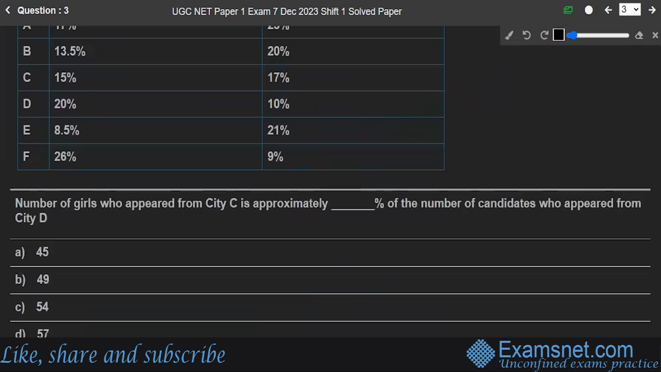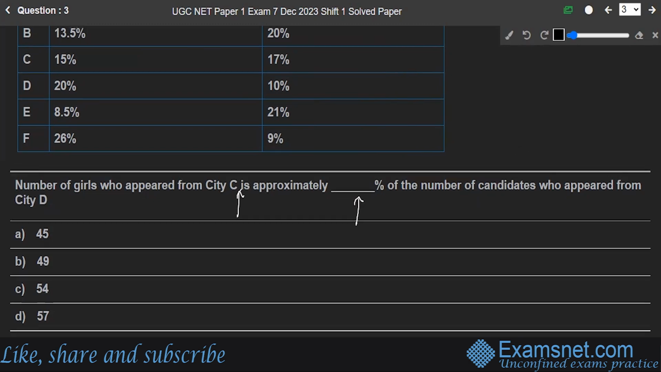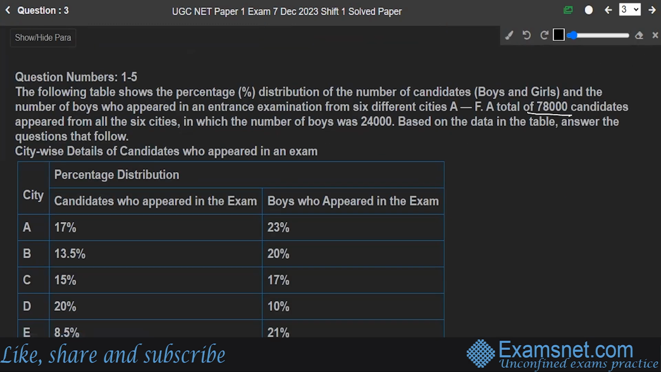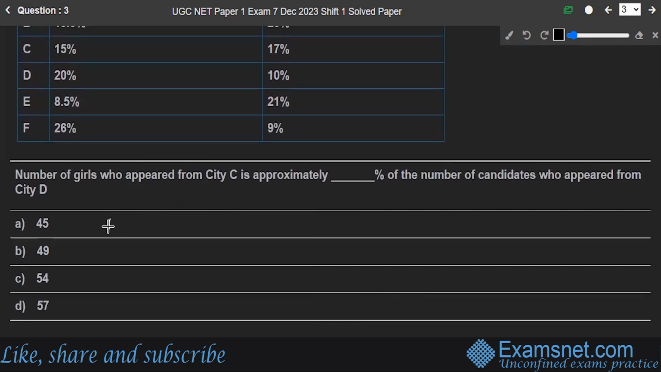Now, question number 3, same table. The number of girls who appeared from city C is approximately dash percent of the number of candidates who appeared from city D. You have the same thing. The number of candidates is given as 78,000 and the number of boys is 24,000. We are interested in the number of candidates from city C, which is 15% of total candidates. This gives you 11,700.